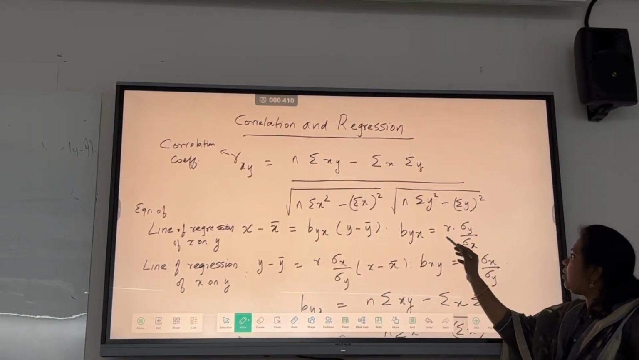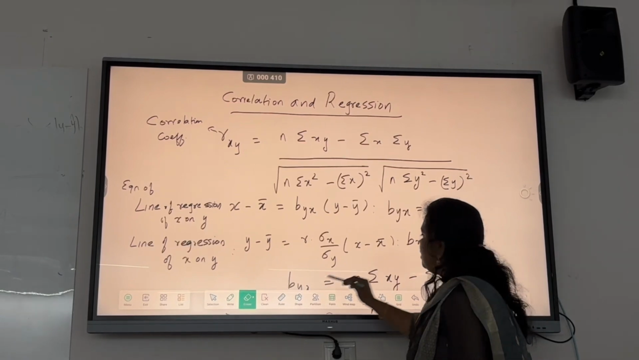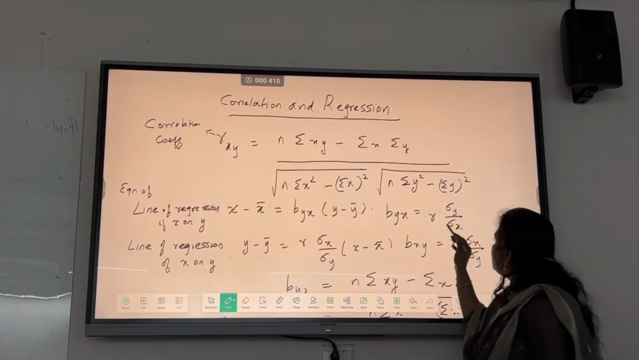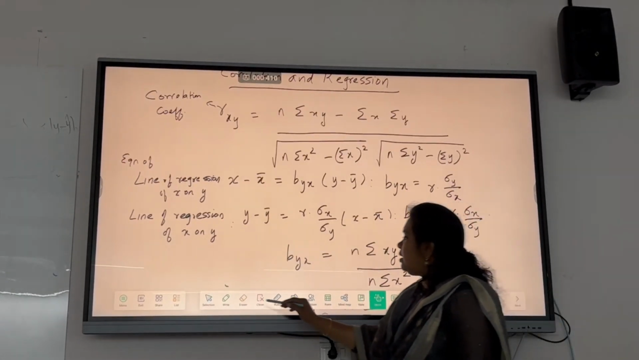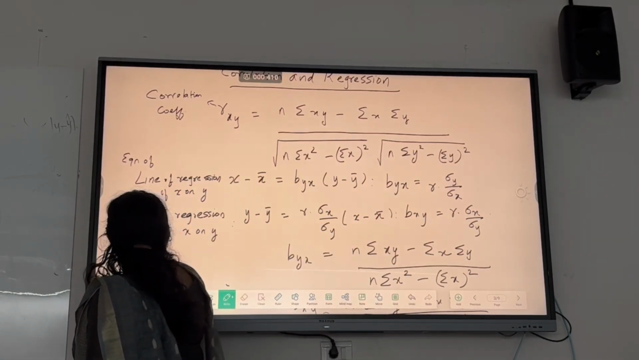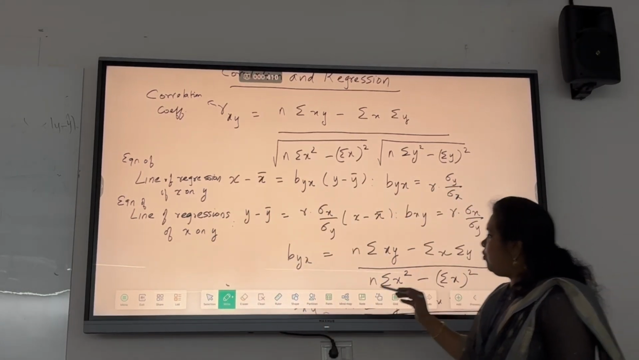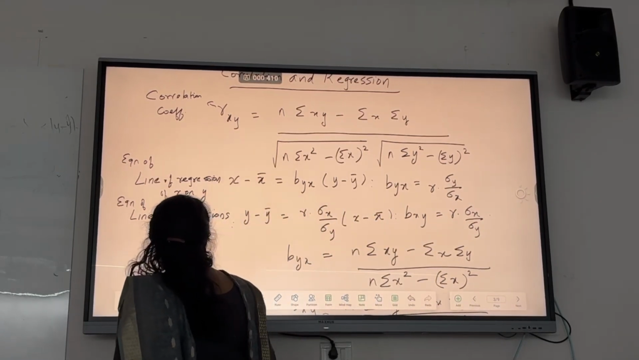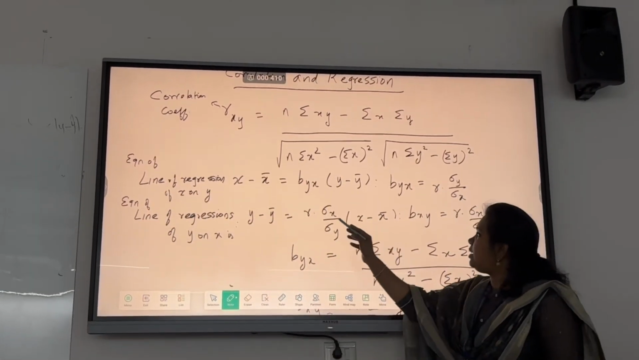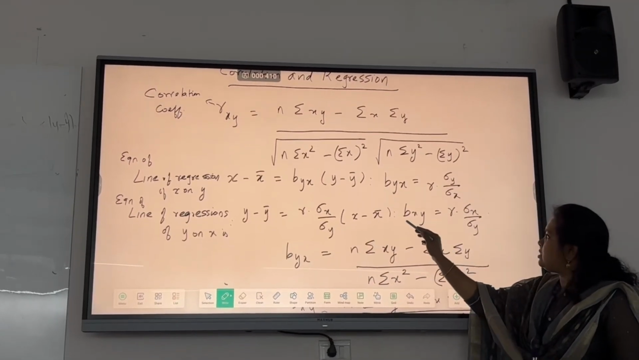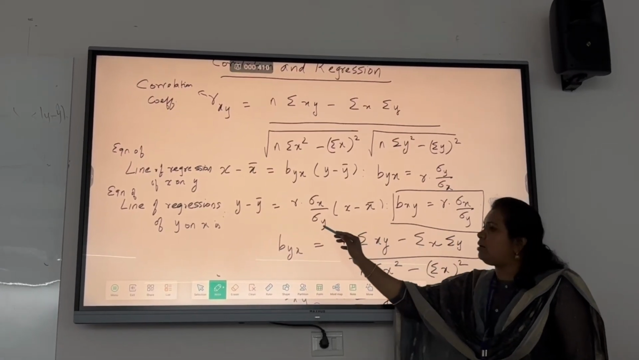So this is denoted by Byx equal to r into, if you want to make it more clear, we can write it as r into sigma y by sigma x. Similarly, equation of the regression line of y on x is y minus y bar equal to r into sigma x by sigma y, or we can say as bxy. R into sigma x by sigma y, x minus x bar. So this is what we call regression coefficient.